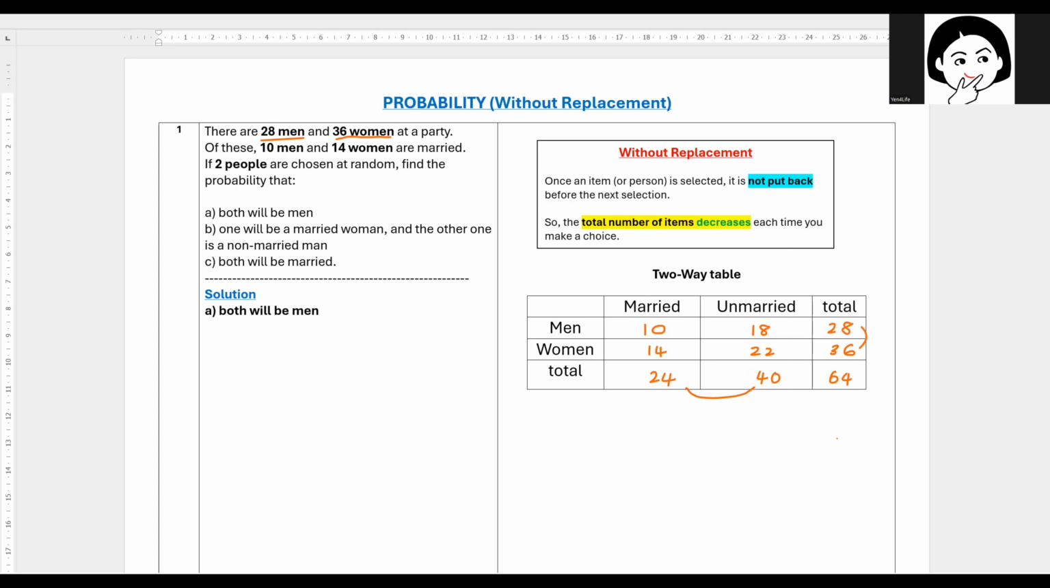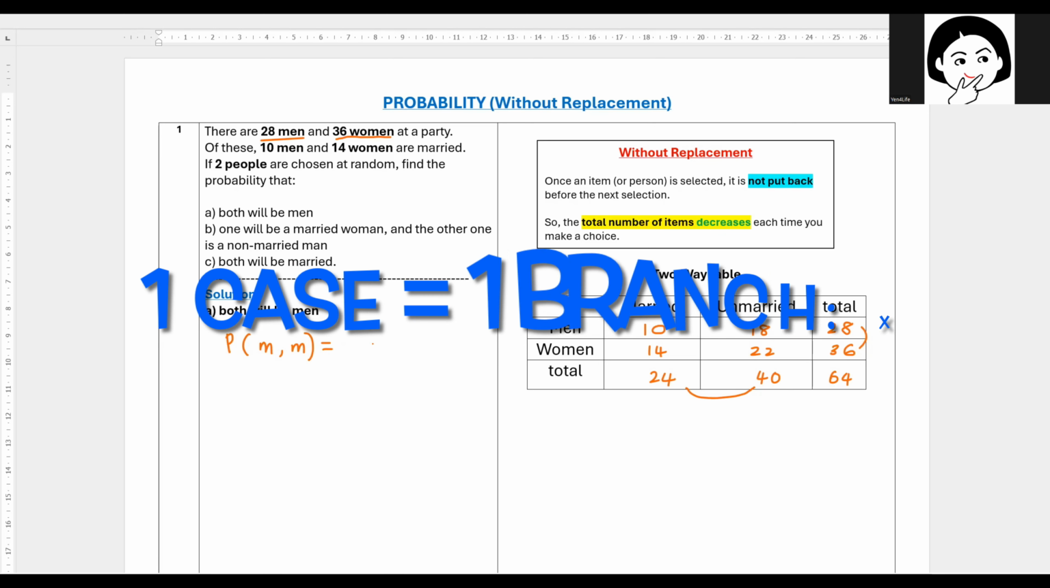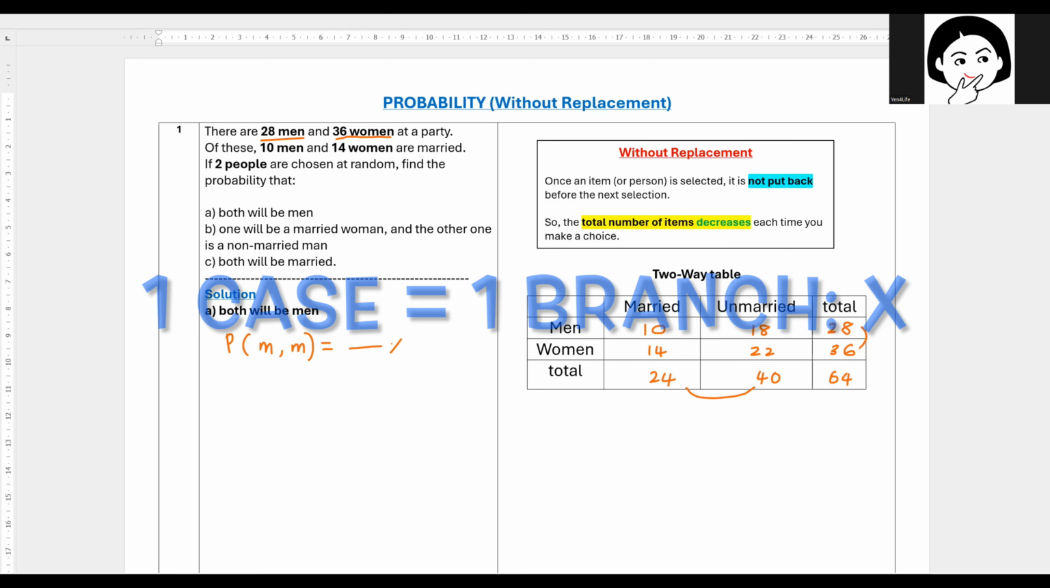So this is what we're going to use. I wouldn't use a tree diagram, too complicated, but a two-way table is simple in this case. Okay, so now I'm going to look at part A. The probability of selecting a man first, and the second pick is a man as well, because we're going to pick 2 people. This is in the same branch, so I'm going to times them.